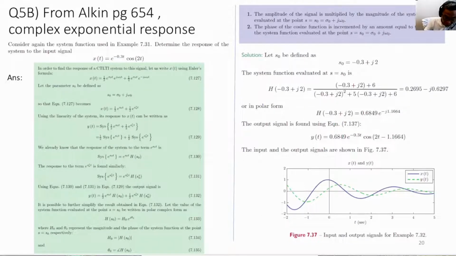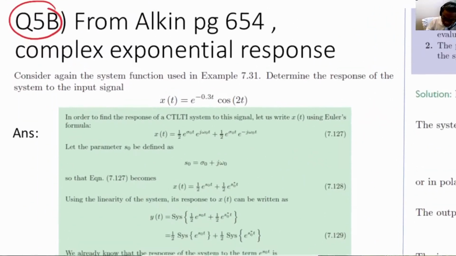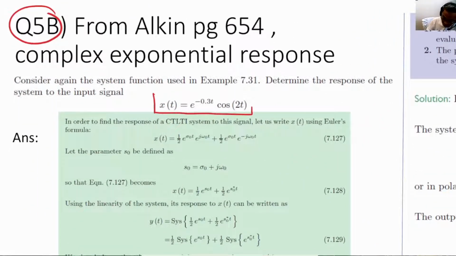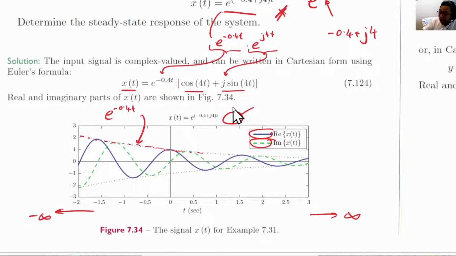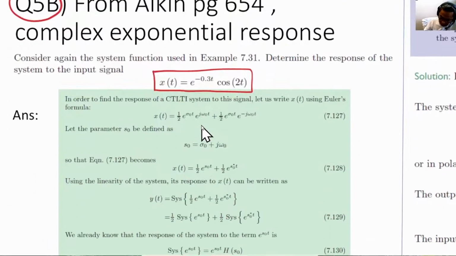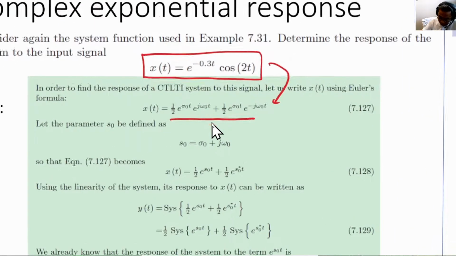This is tutorial 4B, question 5B of Laplace transform. We extend the previous question 5A with input equals e to the minus 0.3t cosine 2t. The difference is that now we're using cosine 2t versus the single exponential in the previous example. Actually, there is no difference, the reason being that we can write the cosine 2t as the sum of two complex exponentials.